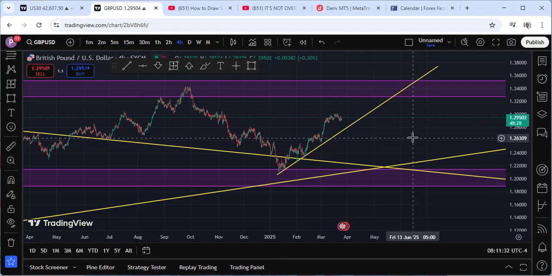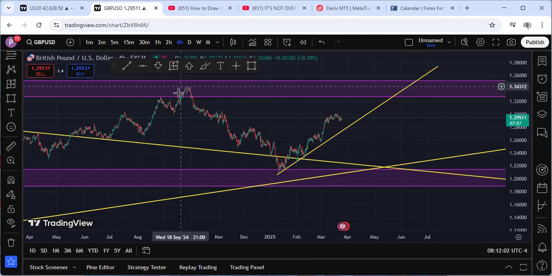Don't use lines. Lines will give you fake levels. But when you use this particular tool, it gives you clarity because they are not just a line, but zones, zones that you have to know. Guys, if you practice this very well, let me use another pair.